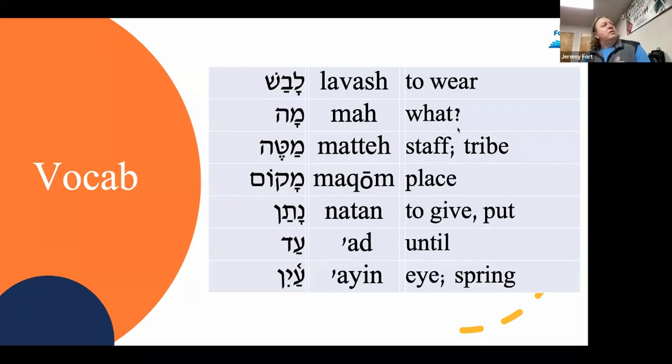Ma means what? Y'all should know this one. Ma. And what does ma say? What? Okay, that's how you remember ma. Exactly. Mateh or mate. You'll see it in either form. It means staff or tribe. So a tribe would be just what it means. It's like a tribe of Benjamin. But a staff could also be their banner, the banner that would lead the tribe itself. Makom. Makom is a place.